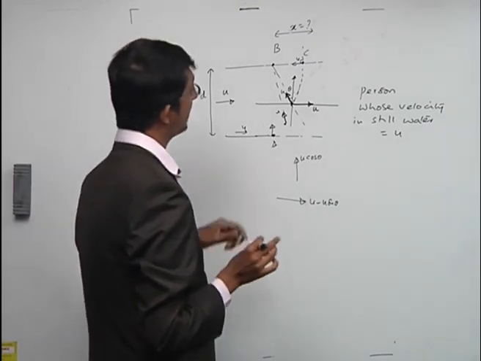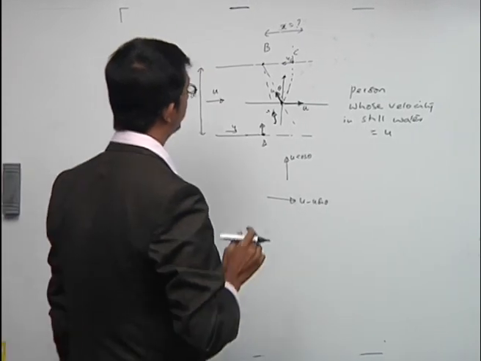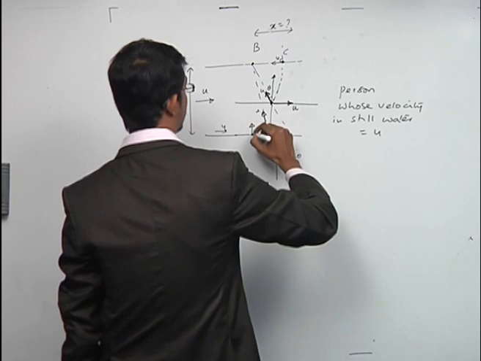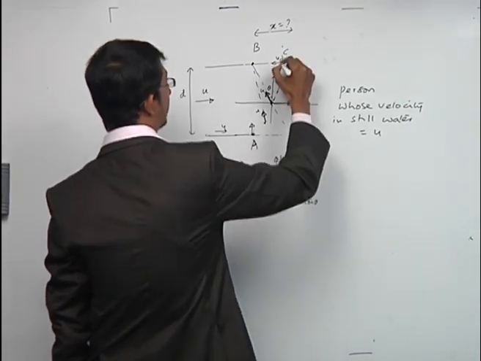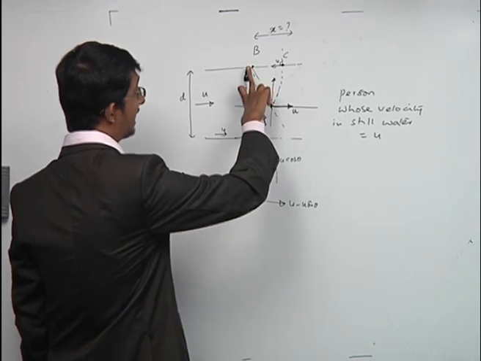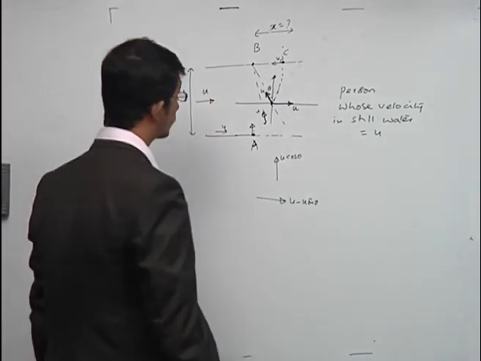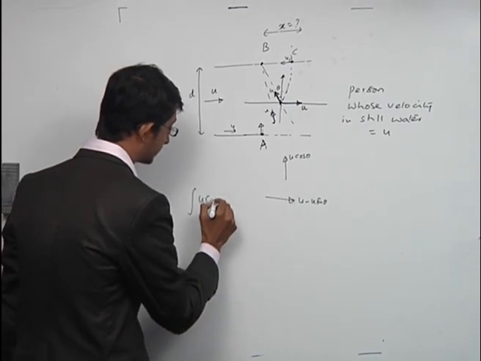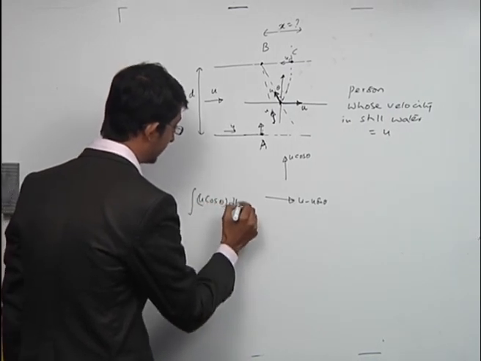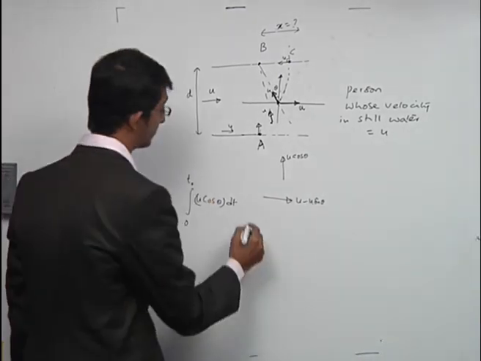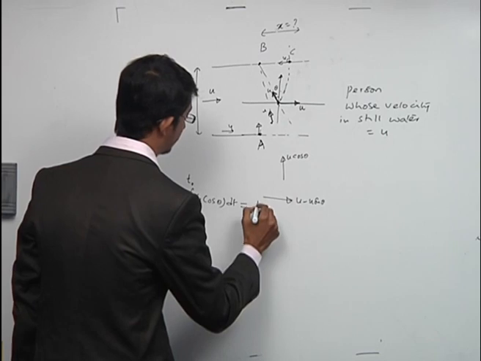Now let's apply kinematics in the vertical direction. After all, when he reached here, this is his total displacement. The line joining A and C is his total displacement. If you take the component of displacement, AB is the vertical displacement. So I can write the integral of u cos theta dt, if he takes t0 seconds to reach the opposite bank, as d.